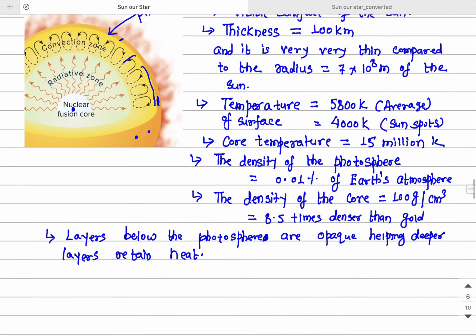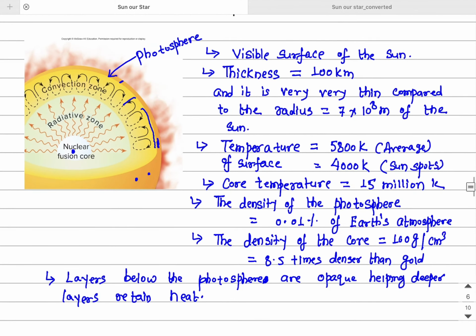Right. So that's it for the photosphere.